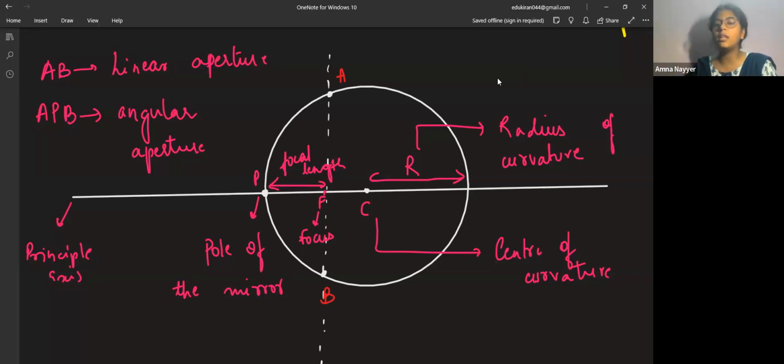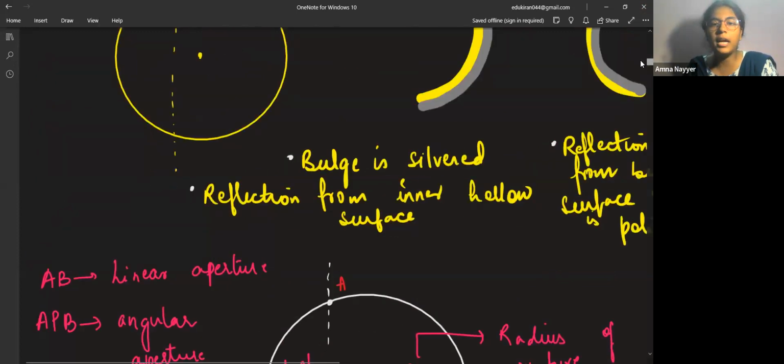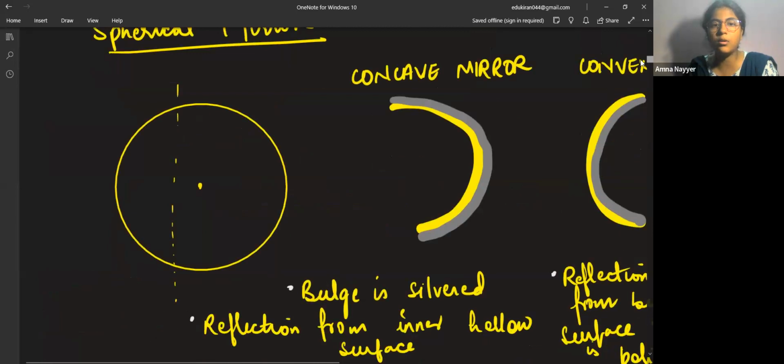We'll not be discussing this in detail now. We'll just be drawing a curve, a center of curvature, focus, radius of curvature, and everything by ourselves. So you should know that the center of curvature which we are marking is actually the center of a circle, the center of a sphere. The radius of curvature is actually the radius. All right. Write down the heading, spherical mirrors. Write down all these points.